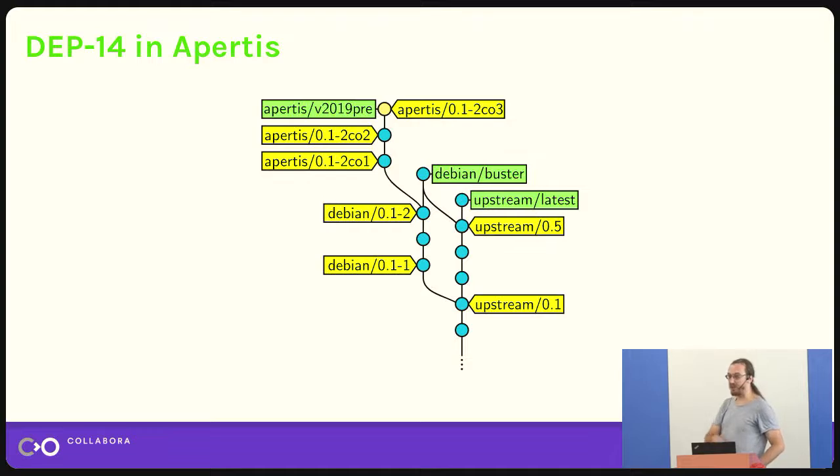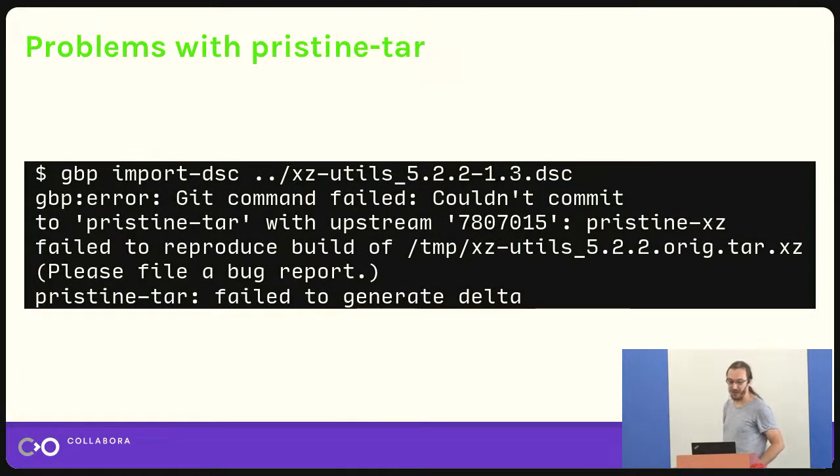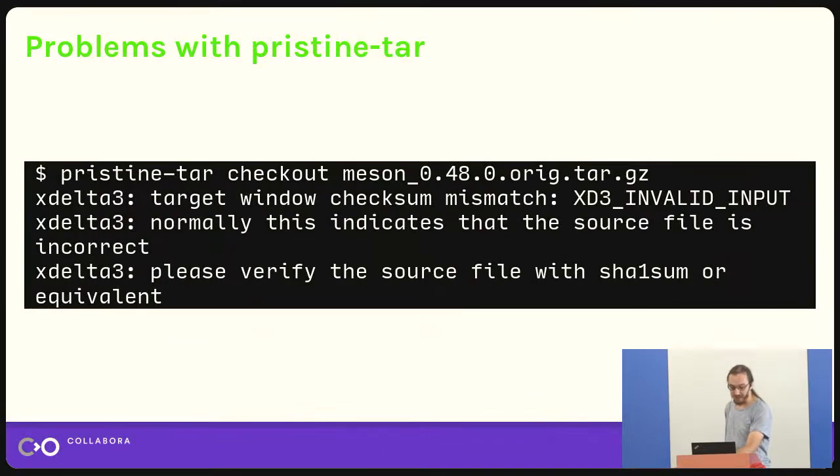So we started importing all of the distribution into Git with pristine-tar as the way to store tarballs, and we quickly ran into problems where some things could not be either committed or checked out. In this case, you see the tarball was using XZ, and pristine-tar failed to create the binary delta for this tarball. In this case, it failed to check out even a zip file.